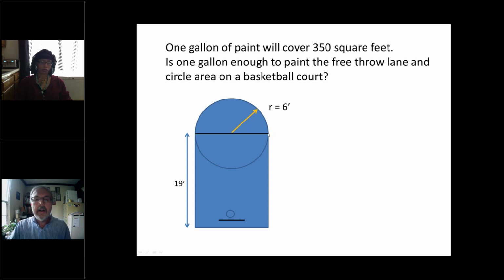Good, good. So it's 12. Yeah, so now we know a bunch of dimensions. We now know this rectangle area is 19 feet long and 12 feet wide. And we also know that we're going to have paint in this part too. So we've got paint in this rectangle, and we've got paint in this half circle.